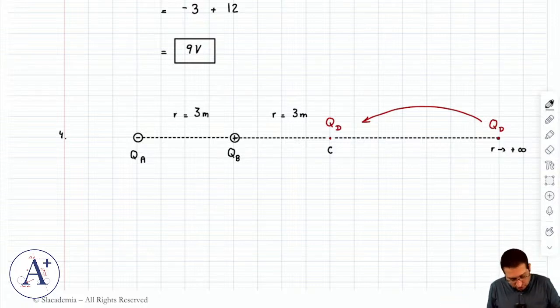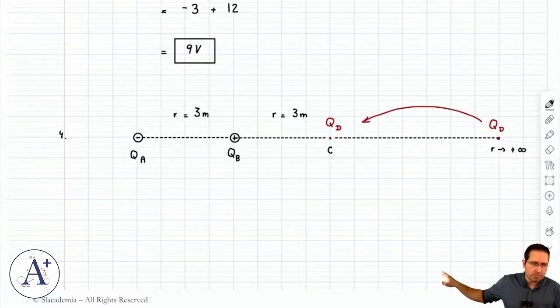It should be clear, by the way, that if you release QD, if you don't anchor it there or keep it there, it's going to go back where it came from, right? It's closer to this charge, it's going to repel it away, and it's going to go back where it came from.